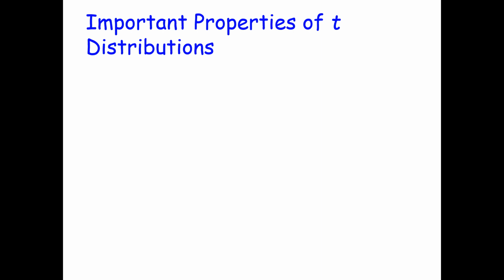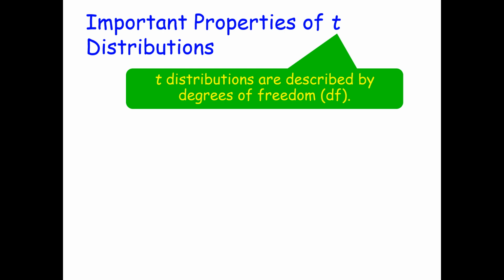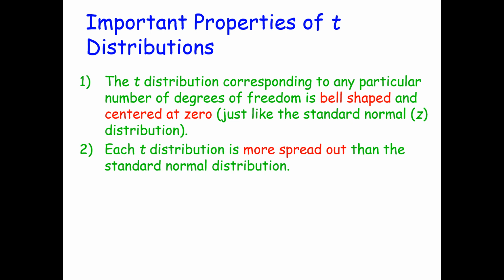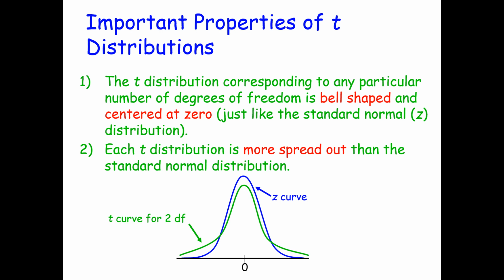So there are some important properties of t distributions. T distributions are described by degrees of freedom, or df. One important property is that the t distribution corresponding to any particular number of degrees of freedom is bell-shaped and centered at 0, just like the standard normal z distribution. Each t distribution is more spread out than the standard normal distribution. For example, here we have our z curve, and here we have a t curve with 2 degrees of freedom.